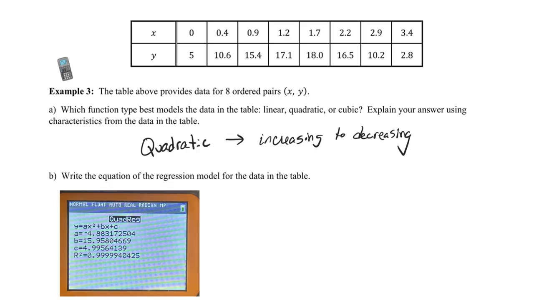All right, go ahead and write out your equation. Remember, round to about 4 decimal places. Sounds good? All right, there's our equation for the quad regression model for that data. All right, hopefully you got that.